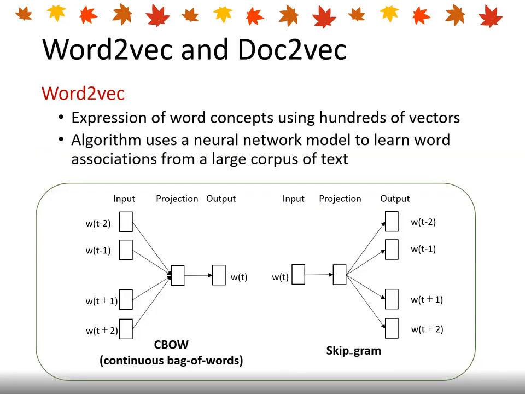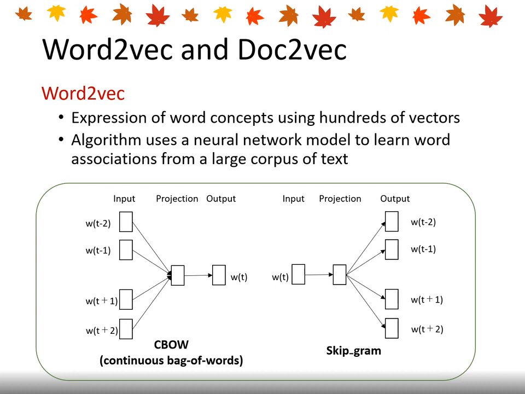Now I will explain the algorithms of Word2Vec and Doc2Vec. Word2Vec is an algorithm for expressing the concepts of words using hundreds of vectors, and the algorithm uses a two-layer neural network model to learn word associations from a large corpus of text. There are two architectures, skip-gram and CBOW.